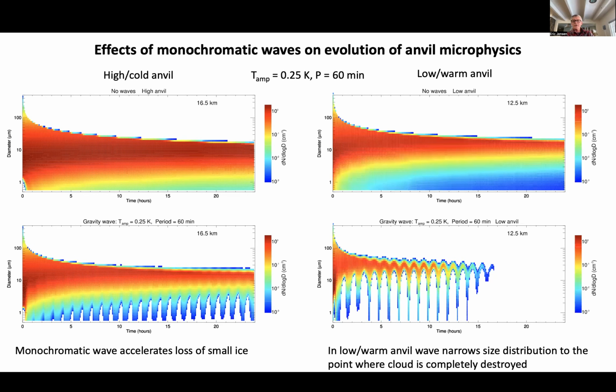If I contrast that to the warm Anvil, again, at the higher temperatures, the rates are faster. So even without waves, on the top right here, you see the narrowing of the size distribution is faster than in the cold Anvil. And particularly when you get the waves, you basically are narrowing the size distribution to the point where you've got a vanishingly small size range where the ice crystals can survive, and you essentially clobber the cloud completely after about 15 hours. So this can really, I think, dramatically shorten the lifetime of the Anvils if you have these waves.